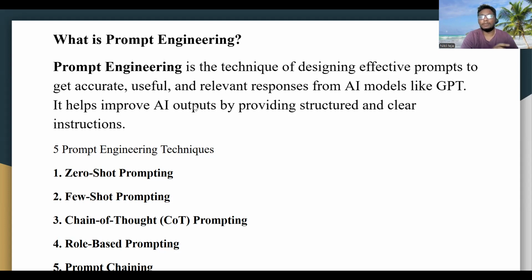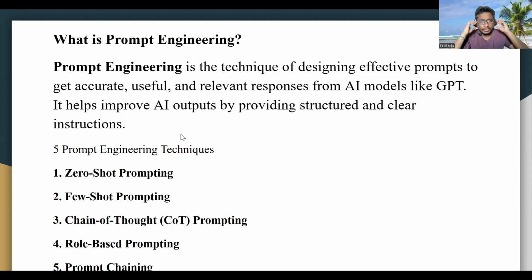Prompt engineering is nothing but designing effective and efficient prompts so that AI, artificial intelligence, gives us precise, accurate, useful, and relevant responses. This is all about how better you ask the questions and how well it gives the answers. Simply put, prompt engineering is talking with the AI in an efficient and effective way so that it gives us the best answer.